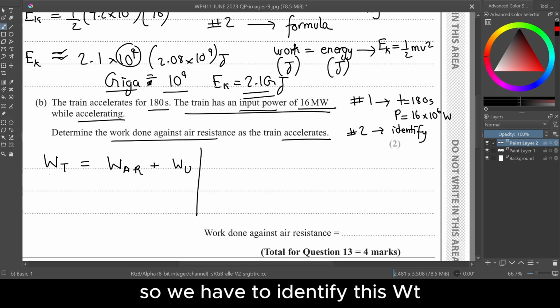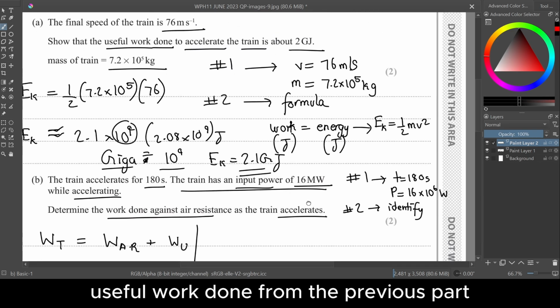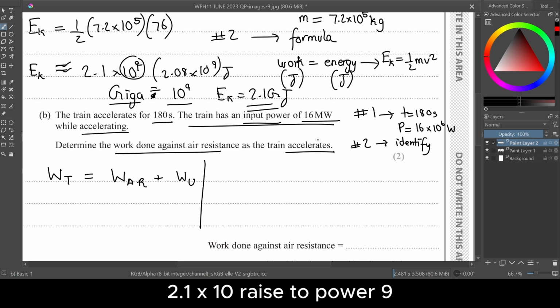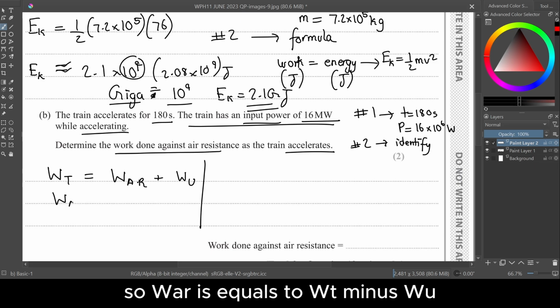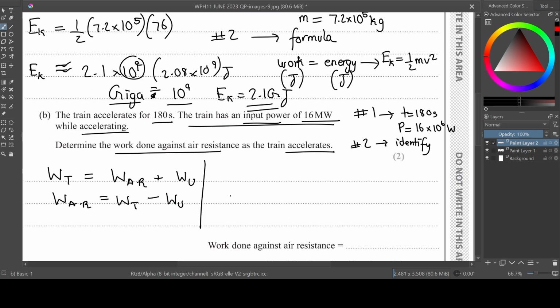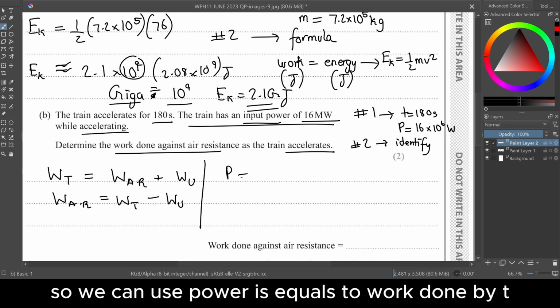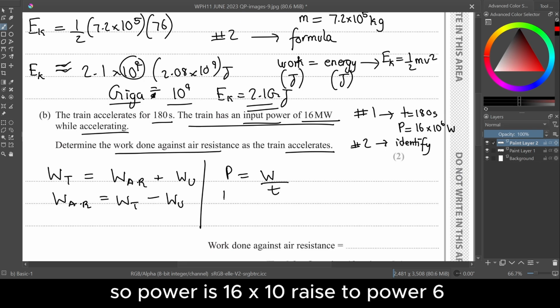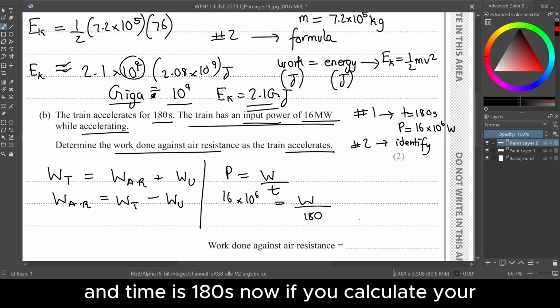So we have to identify this WT, and then you have WU, which is the useful work done from the previous part, 2.1 times 10 to the power 9. And you can calculate WAR. So WAR is equal to WT minus WU. Now, which formula can we use to get the work done? We can use power is equal to work done divided by time. So power is 16 times 10 to the power 6, and time is 180 seconds.